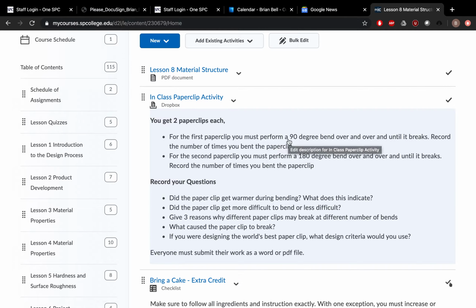You're going to do the same thing, but this time do it 180 degrees. So your bend is going to be twice as big for this 180-degree bend, and you're going to record the number of times you bend it until it fails. So in both cases, you want to record the number of times that you bend the paper clip until it fails. And then you're going to look at some of these questions, talk about what happens as you bent it.